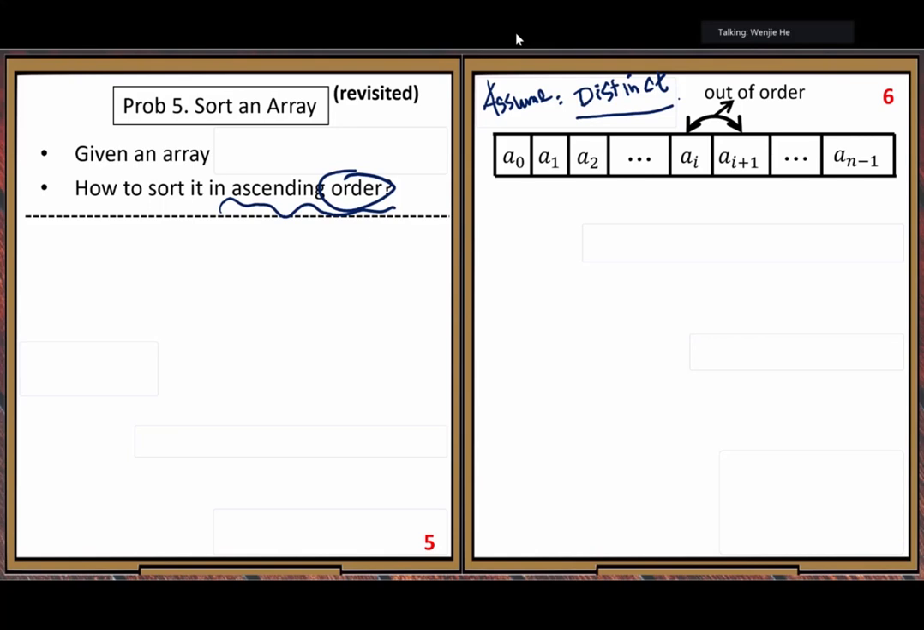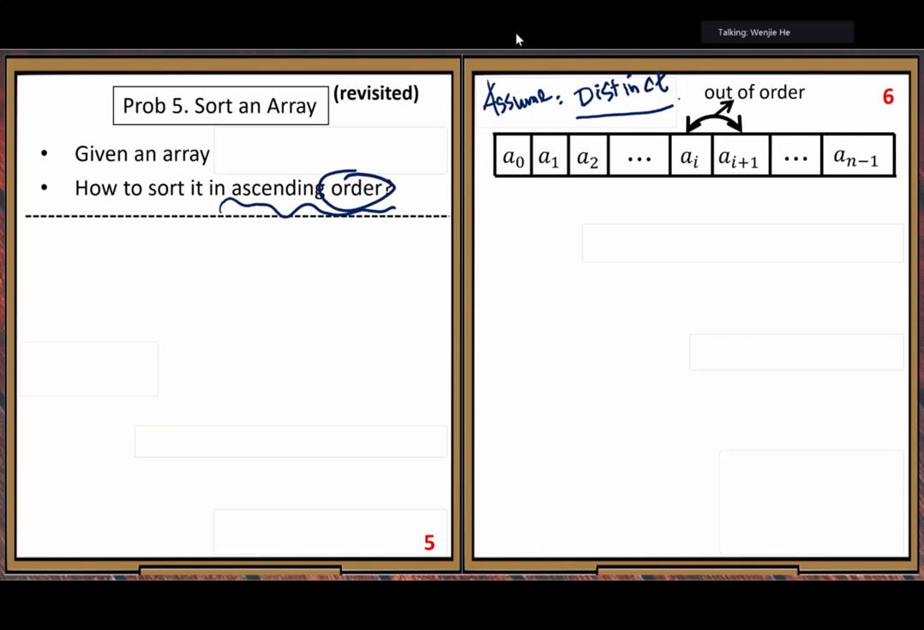After we find a solution, we just do a little adjustment, small tweaking. We can release that assumption, restriction. So we do not assume distinct elements anymore after we solve the first case. So don't worry. We work on the first case. So distinct elements.